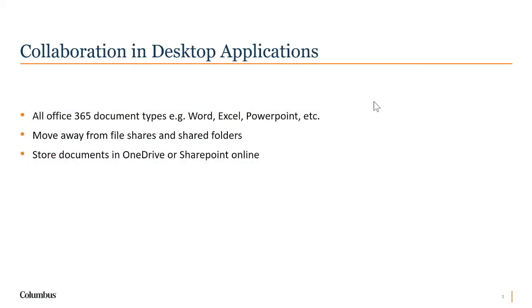In the first demonstration, we're going to look at collaboration functionality within the desktop applications. This functionality applies to all of the Microsoft Office 365 applications, so Word, Excel, PowerPoint, and the others. And really, it's intended to start moving us away from saving files and collaborating on files in local file shares and shared folders, and move towards storing documents and collaborating with documents interactively online using Office 365's OneDrive and SharePoint Online functionality.